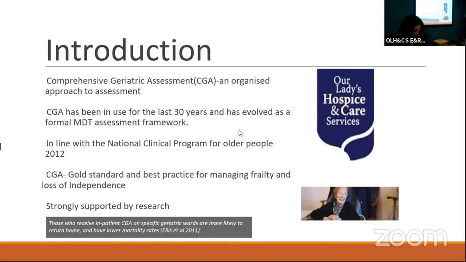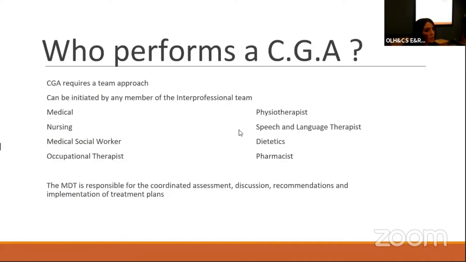So just looking at the slide here, who performs a CGA? Well, generally it does require a team approach, but areas differ depending on the resources available to them. Teams can be made up of any mix of the interprofessional team that's identified there on the slide. In most settings, if available, a geriatrician will have responsibility for team leadership. However, it can be initiated by any member of the interprofessional team. The team is responsible for the coordinated assessment, discussion, recommendation, and implementation of a treatment plan, and a full physical assessment of the older person is carried out.